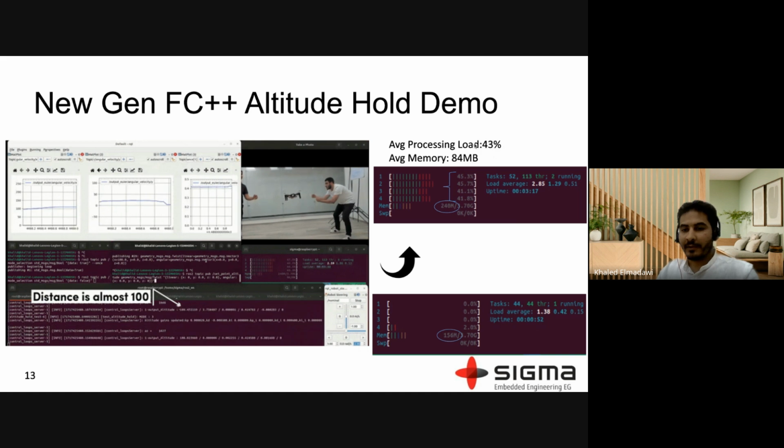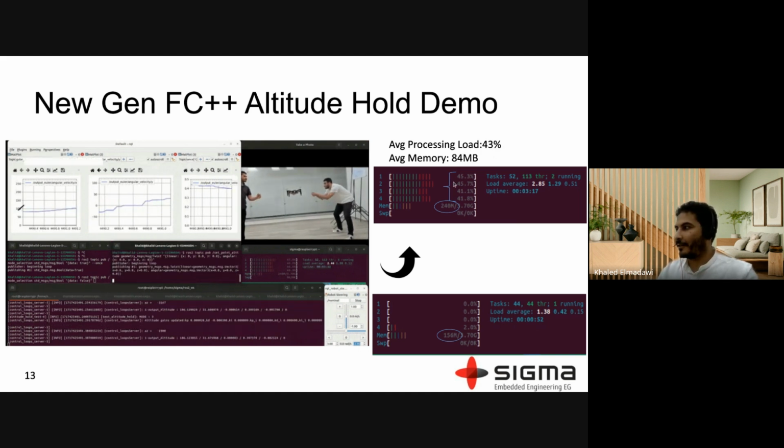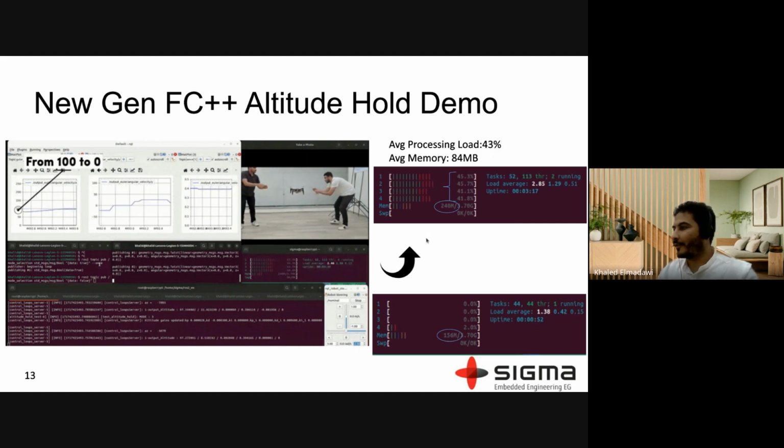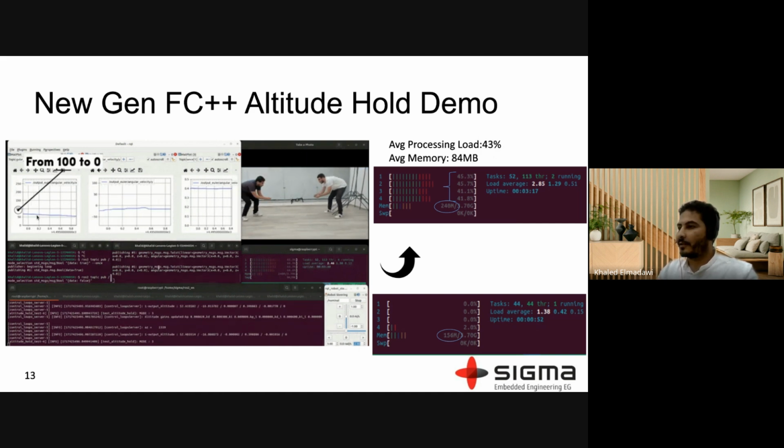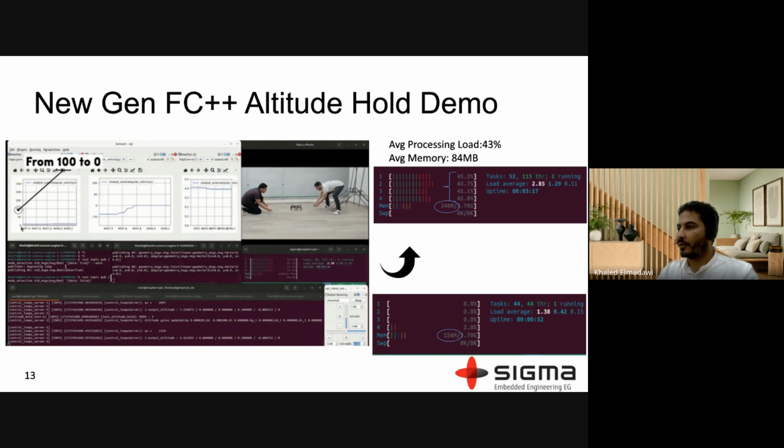And I will show you much more interesting results in the next slide. But as you can see here, it goes from 0 to 100 and from 100 to 0 again.